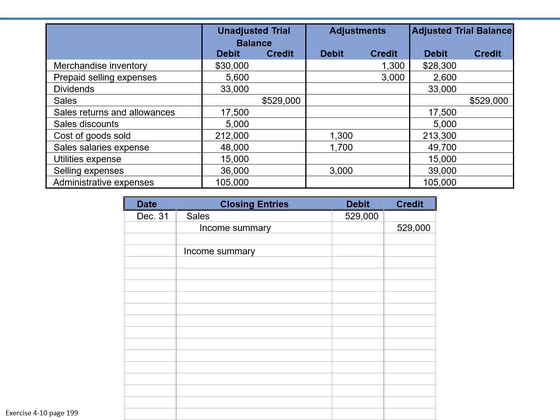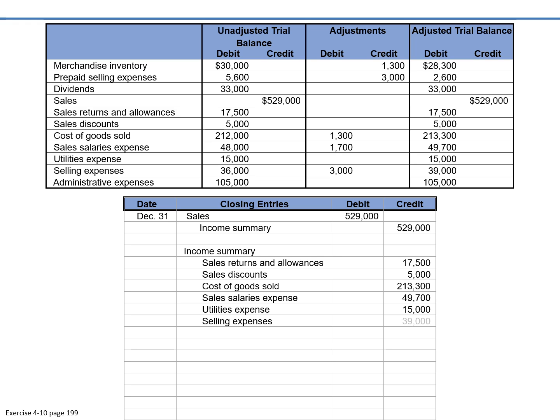And then our sales returns, allowances, sales discounts, cost of goods sold, all of our expenses are all debit balances. So in order to close those, we need credits. Sum up all your credits. That's a debit to income summary of $444,500. Close our dividend account. So we have a debit in dividends of $33,000.